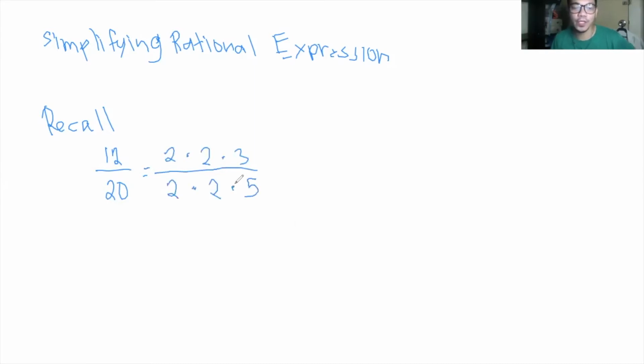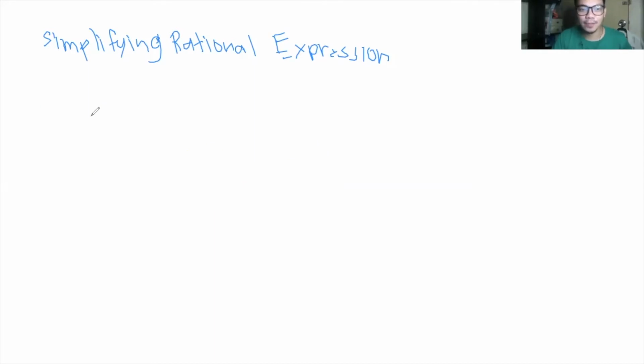What we do is we can just cancel out common factors. We can cancel the 2 here and another 2 here. So what's left now is just 3 over 5. We can cancel common factors, and the numbers that are left will already be our simplified form. That is also how we can simplify rational expressions.